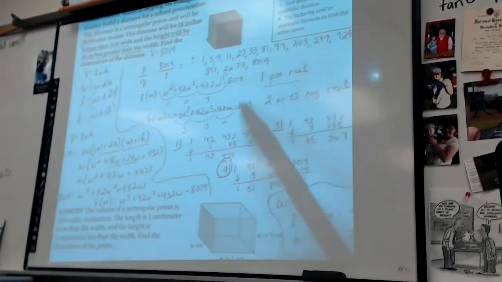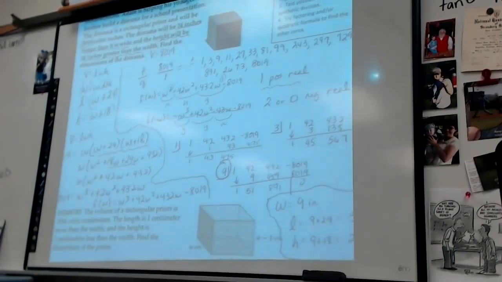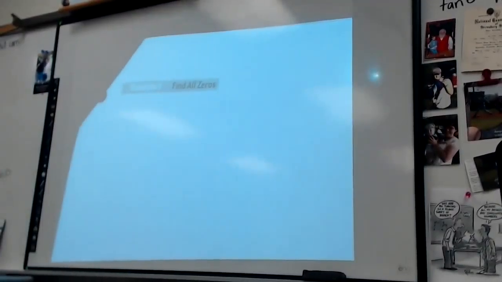So we need to do some where it's more of a generic problem where we have to find all zeros, positive, negatives, and imaginary, okay? So go to example 3 on the next page. And now we're going to put everything together and we're going to find all the zeros. Put in the box, Brandon.